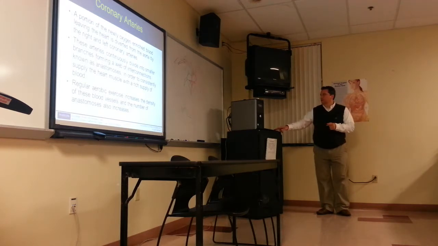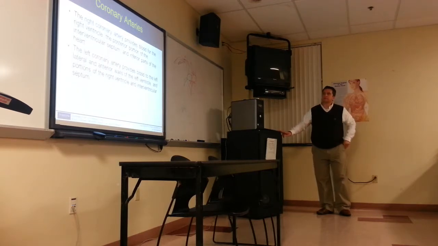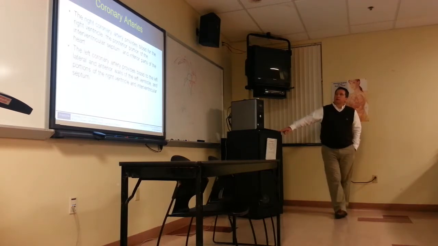Regular aerobic exercise increases the density of these blood vessels, hopefully, in the anastomoses. The right coronary artery provides blood for the right ventricle, the posterior portion, the intraventricular septum, and inferior parts of the heart. The left coronary artery provides blood to the left lateral anterior wall of the left ventricle, portion of the right ventricle, and ventricular septum. A portion of the left coronary artery, the left anterior descending artery, in fact.